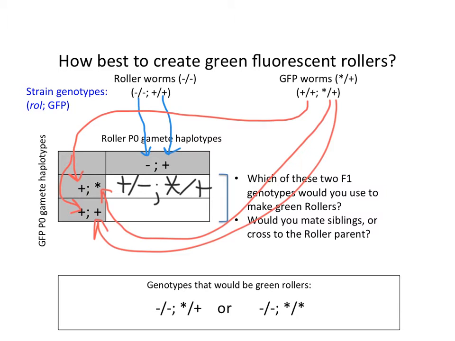What about the one below it? Plus over minus, plus over plus. So it's also not a roller. It doesn't have 2 minuses at the first gene. And it's also not green fluorescent, so this looks like a wild type normal worm.